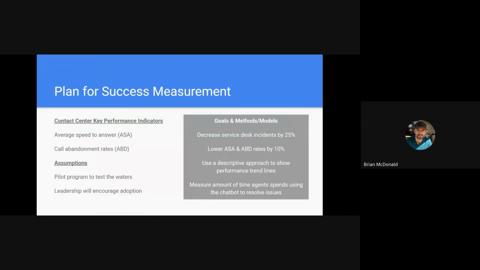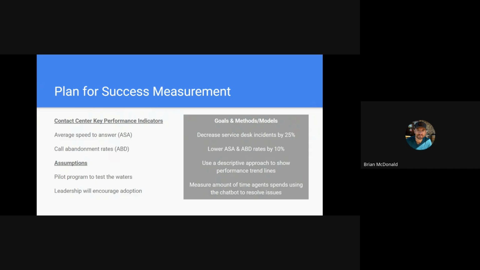So next, we want to have a plan for measuring our success. I'll go over some of the key performance indicators of the contact center. They focus a lot on average speed to answer and abandoned calls. So the quicker they answer a call, the better. Obviously, you don't want callers sitting on hold in a waiting room before the call's being answered. And of course, we don't want callers hanging up before they have a chance to talk with an agent.